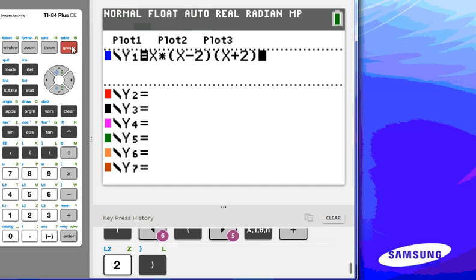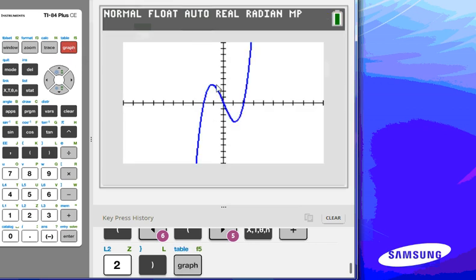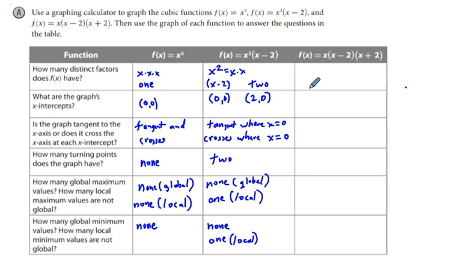Here we graph this function. And how many turning points do we have? Looks like we have 2 turning points, right? Let's go ahead and put down what that is. So how many distinct factors? We have 3. We have x, we have x minus 2, we have x plus 2.